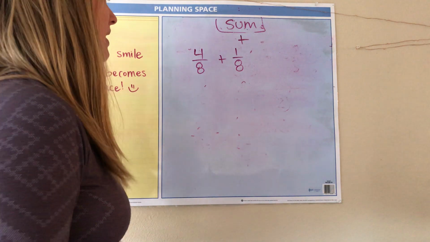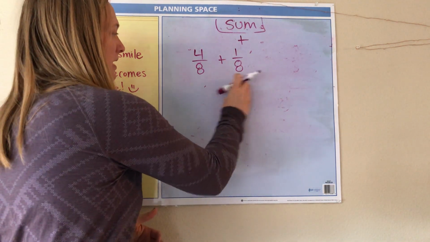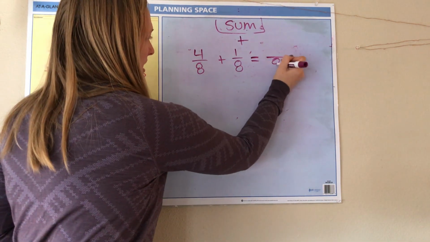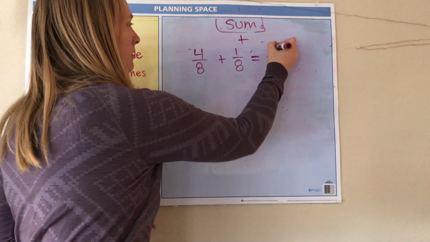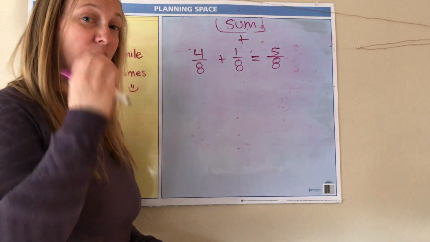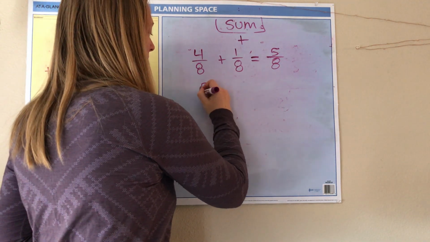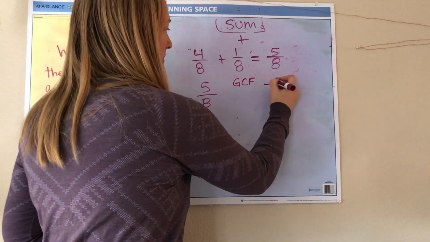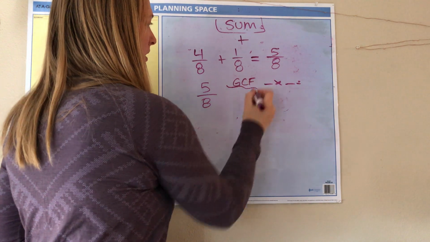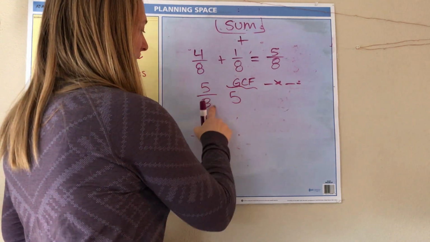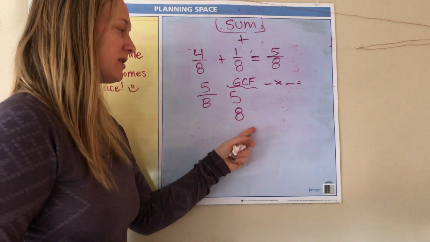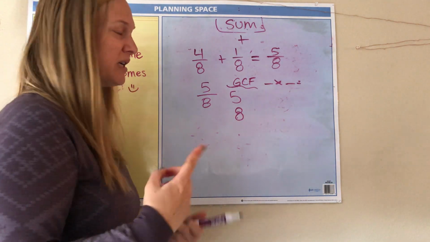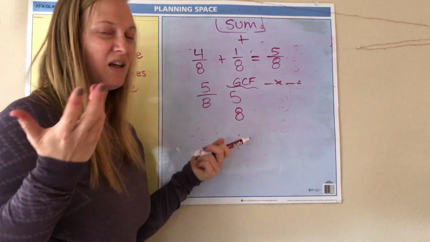Okay, 4/8 and 1/8. Can I add as is? Yes, I can. I have the same denominator. So I'm going to keep my denominator the same and add my numerators: 5/8. All right, let's see if we can reduce this. I'm going to find the GCF, greatest common factor, of 5/8. Remember, blank times blank equals. I'm going to find the factors of 5 and the factors of 8 and see if we can find a number that is common in both lists that is greater than 1. It can't be 1 because if we divide by 1 in both the numerator and denominator, it'd be the same.